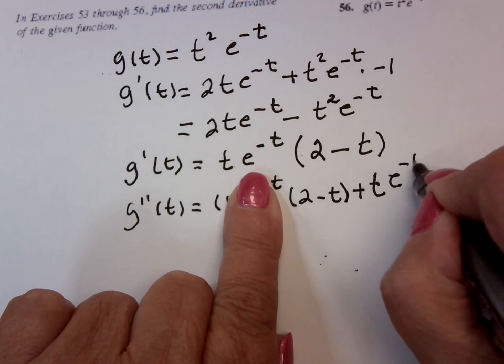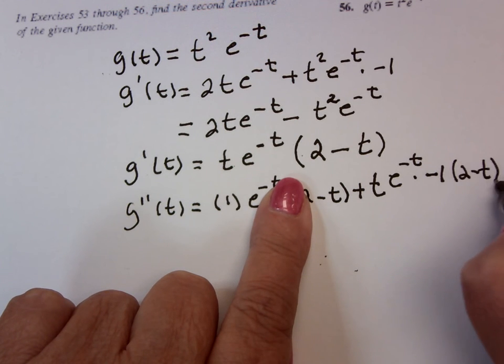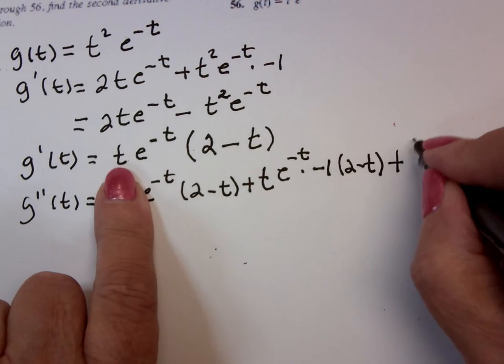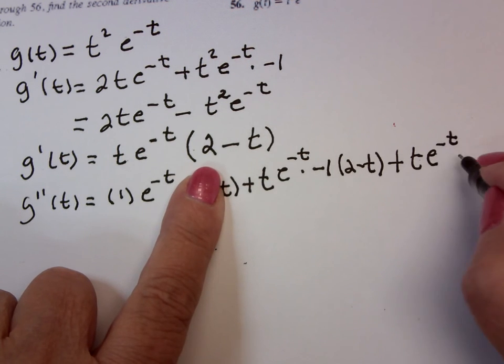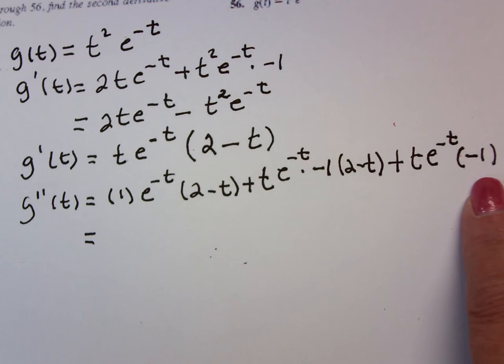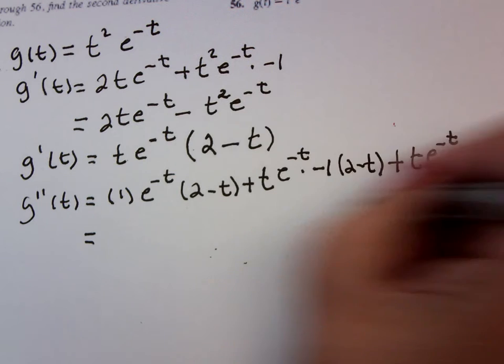e to the minus t times minus 1 times 2 minus t, plus, and now I get a t, e to the minus t, and what's the derivative of 2 minus t? Negative 1. So now, on a test, isn't that the way you would leave it if all you had to do was find a second derivative? Jackie? When you have, in the middle of the problem, plus t e to the minus t, is the e up, or is it on the same line? Oh, all these are on the same line. Same line, okay.